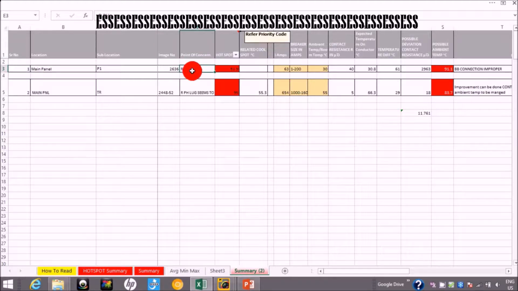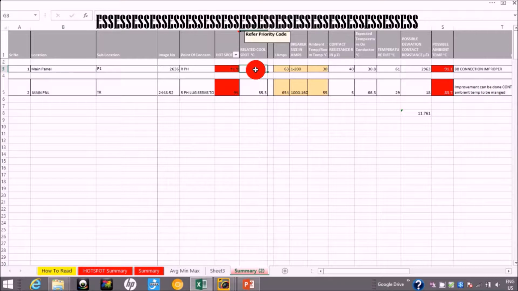So maybe which phase is basically overheating. Then hotspot, on that particular phase, what is the hotspot, that is, what is the maximum temperature that has been seen. Then related cool spot. So now this is more interesting to understand. Like if you've got the three phases and neutral flowing, and everywhere the current is flowing, okay, and at a particular phase you see an overheating, and the other two phases seem to be normal.